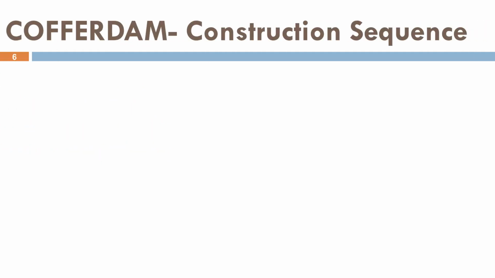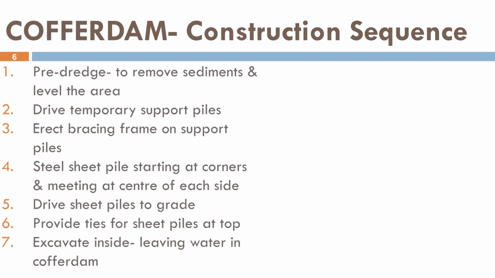Now let's understand the construction sequence of a cofferdam. The process begins with pre-dredging, followed by installing temporary support piles and a bracing framework. Steel sheet piles are then driven into the ground, starting from the corners and progressing towards the center. Tie rods and bracing members are installed to withstand water pressure. The enclosed area is excavated while retaining water until the required depth is reached.